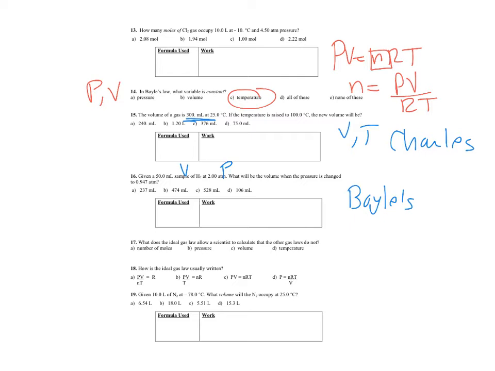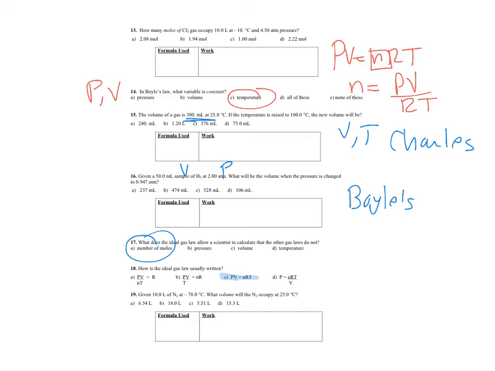Number 17 is very important. What does the ideal gas law allow a scientist to calculate that the other gas laws do not? That would be the moles. That's what makes the ideal gas law really different. Even though all of these are correct, the ideal gas law is usually written as PV equals nRT this way.